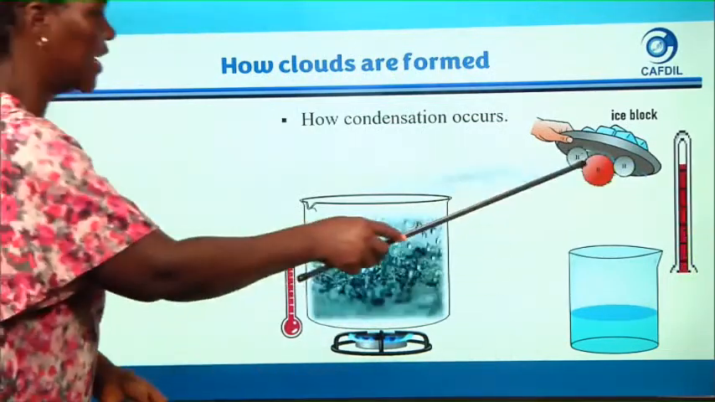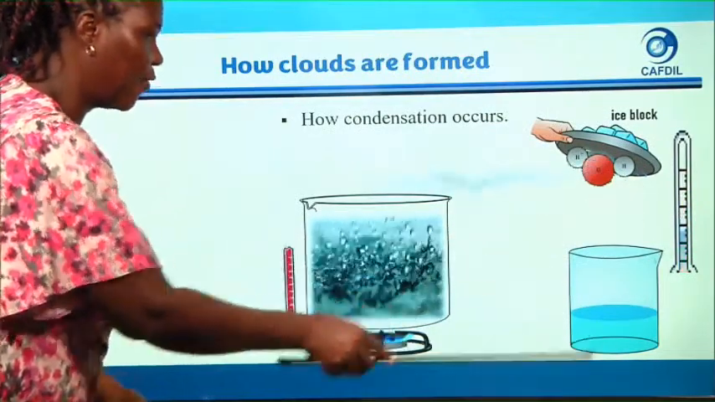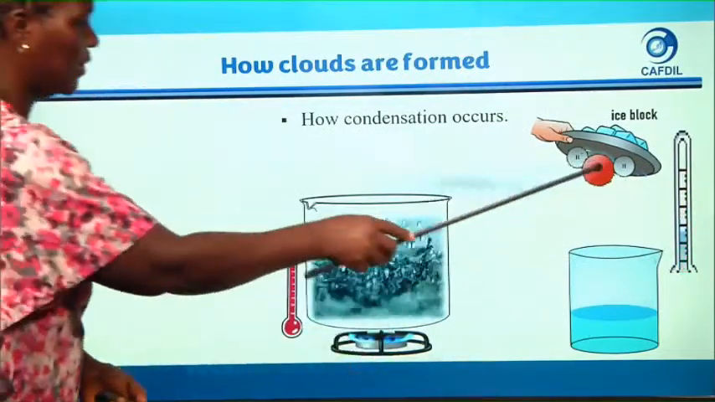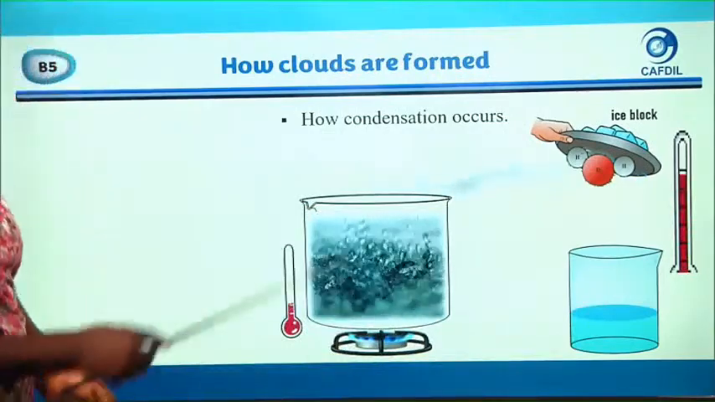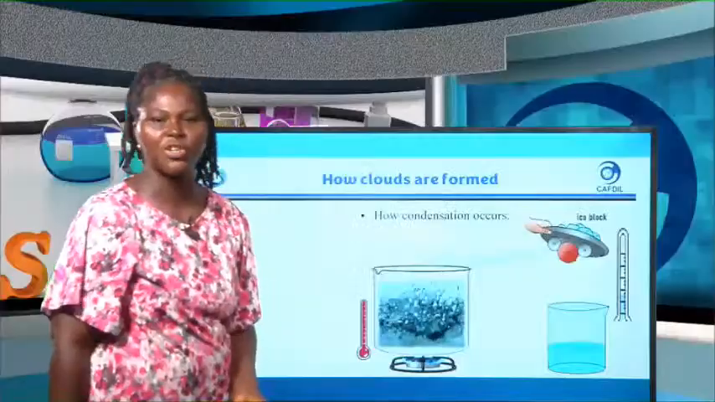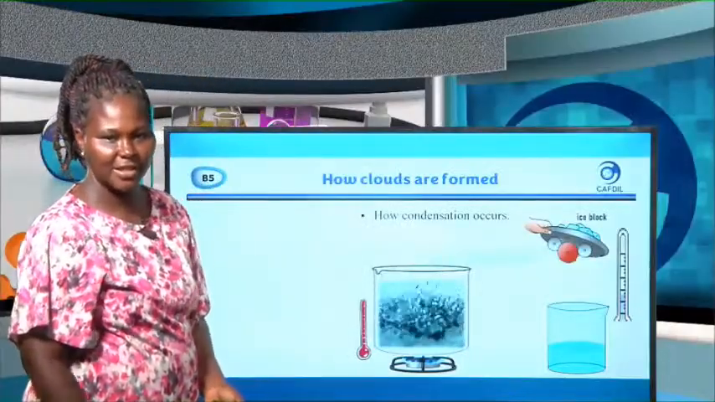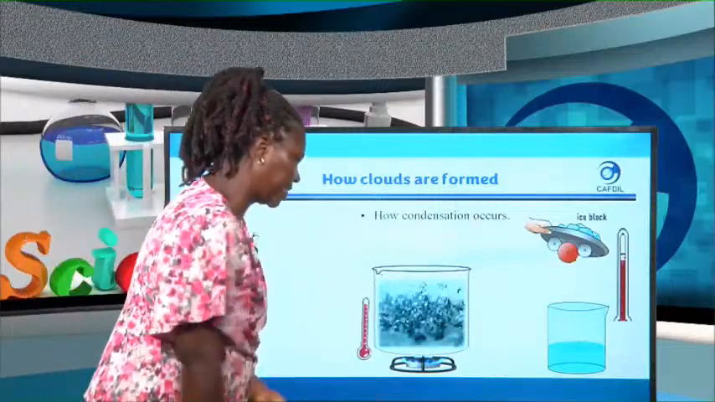Now when they come together, they fall. They can fall in the beaker. This is how condensation occurs.